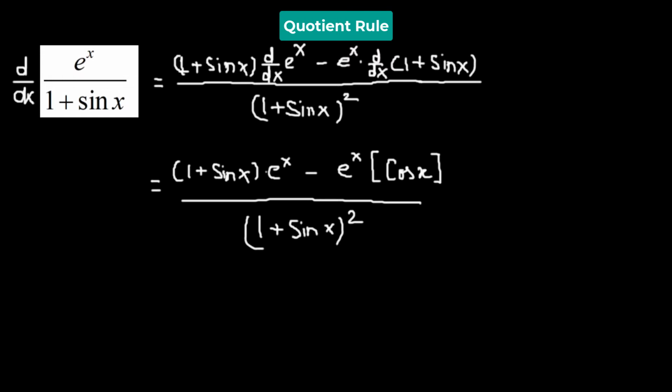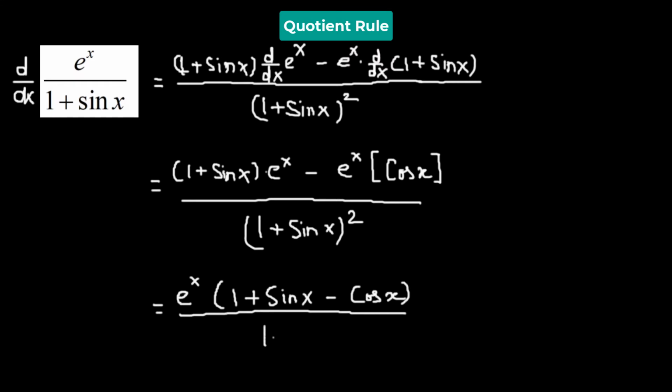Now in the numerator, what we can do is take e raised to the power of x as the common factor. So that is going to leave us with 1 plus sine of x from the first term and negative cosine of x from the second term. Whole divided by 1 plus sine x whole squared. So this is the derivative of the given function, which we have determined using the quotient rule. Let's move on to the next question.